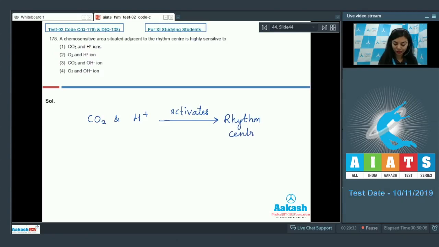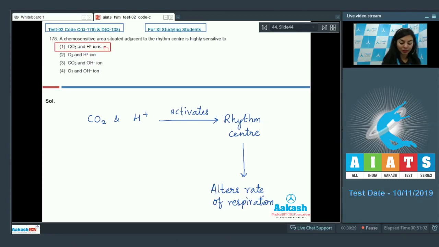And because of this activation, the rate of respiration is altered. For example, when there is increased CO2 in blood, the rate and depth of respiration would increase to move that CO2 out. And when there is decreased CO2 in the blood, the rate and depth of respiration would be depressed. This alters the rate of respiration. The correct answer here is option number 1, CO2 and H+ ions.